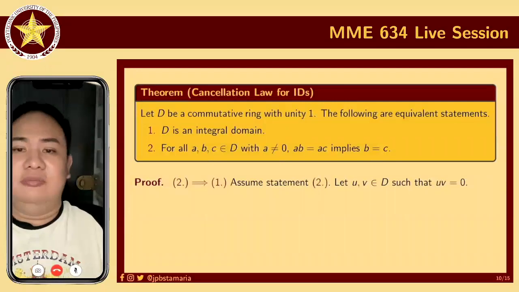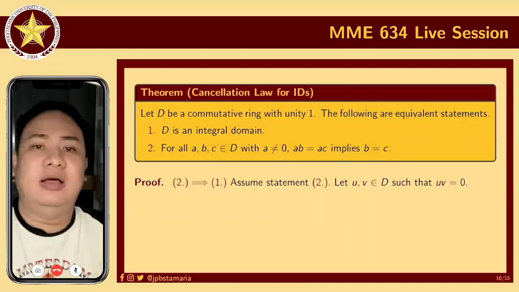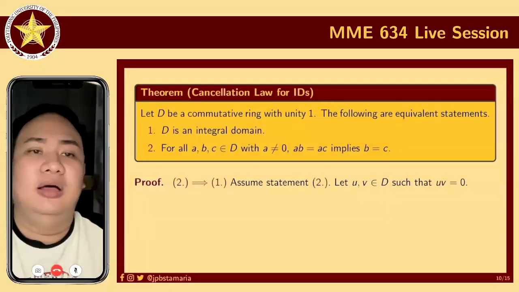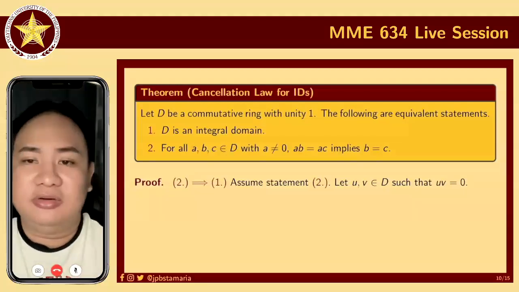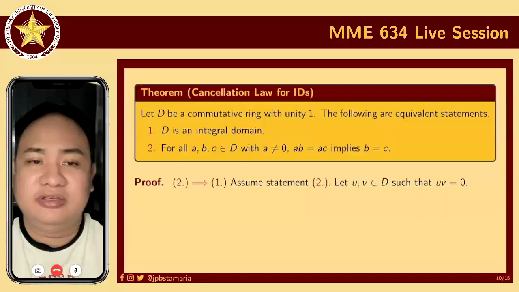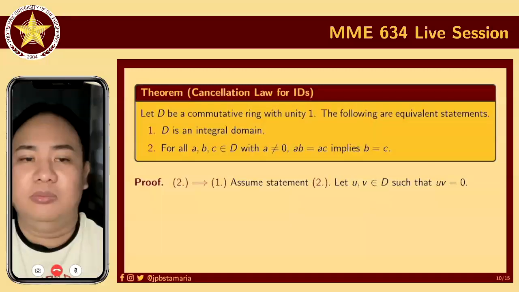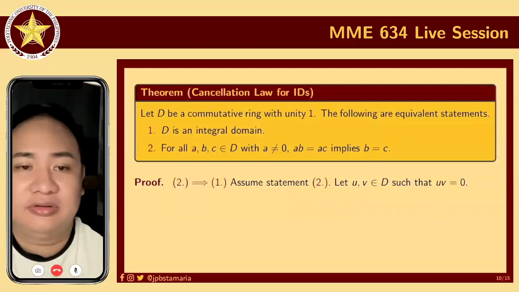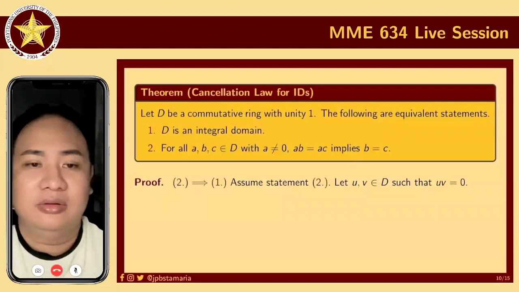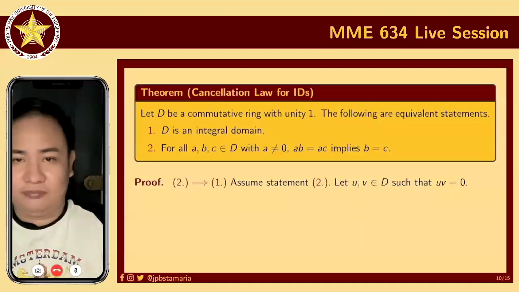Okay? Pumili raw tayo ng dalawang elements na ang product ay 0. So, to prove that this is an integral domain, what do we want to say in the end? We wanted to prove that either U or V is what? 0. Paano mangyayari?